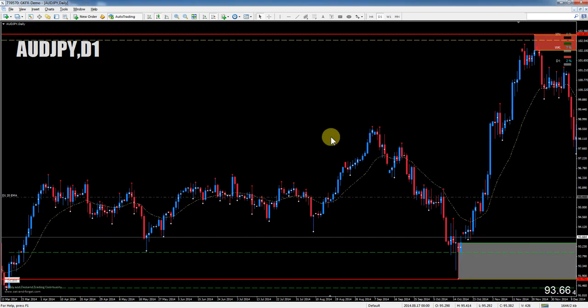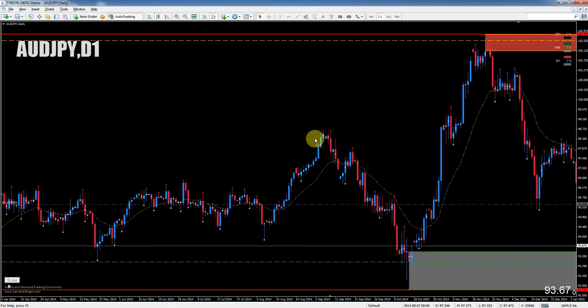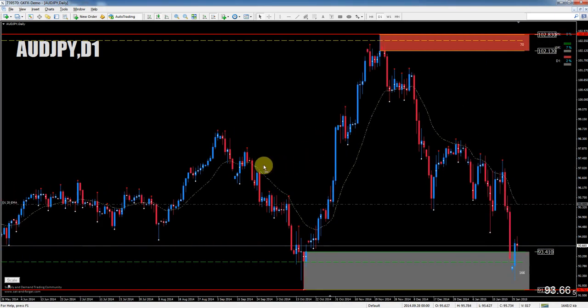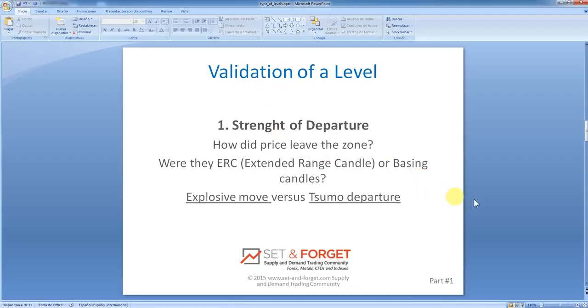There will be many times where that departure will not look good and the level will work, and it will have a strong reaction, but that doesn't mean it is a rule. It is just an exception. That confirms the rule. So this is it about the departure. Thanks a lot.